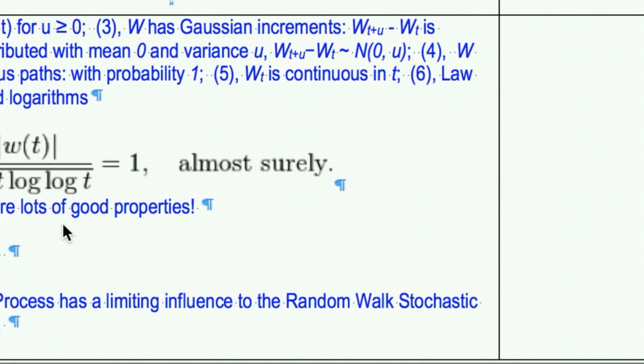There are lots of good properties. Also, limiting understanding here, where the Wiener process has a limiting relationship to the random walk stochastic process. 2. There is no 2. Alrighty, that's it. Thank you very much. I'll correct that last part on the report.